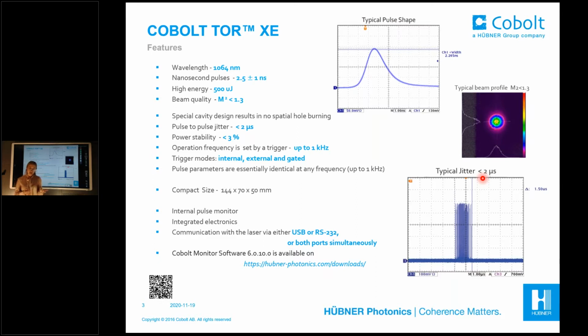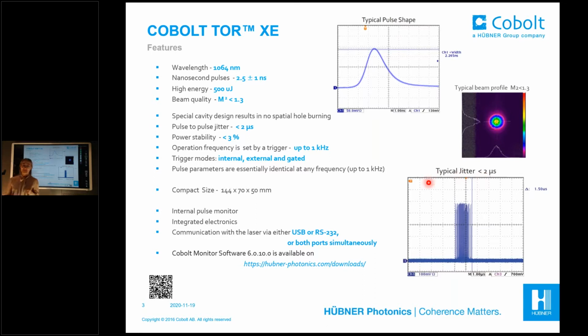One can communicate with the laser either using USB port or RS-232 or actually both, and that is very handy. For example, if you are sending commands using RS-232 communication port, but at the same time you can open our software and look at the parameters of the laser and the repetition rate you are running the laser at. The software is available on our webpage. It's free for download, so please check it out.